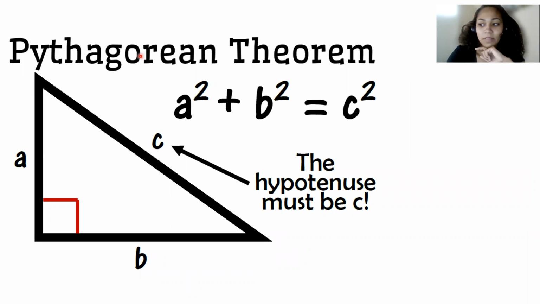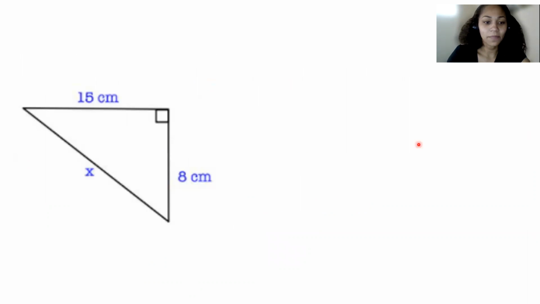So again, the Pythagorean theorem is a squared plus b squared equals c squared. You have to have a right angle, which is 90 degrees, and a hypotenuse directly across from it must be c in your Pythagorean theorem. So let's give it a try.